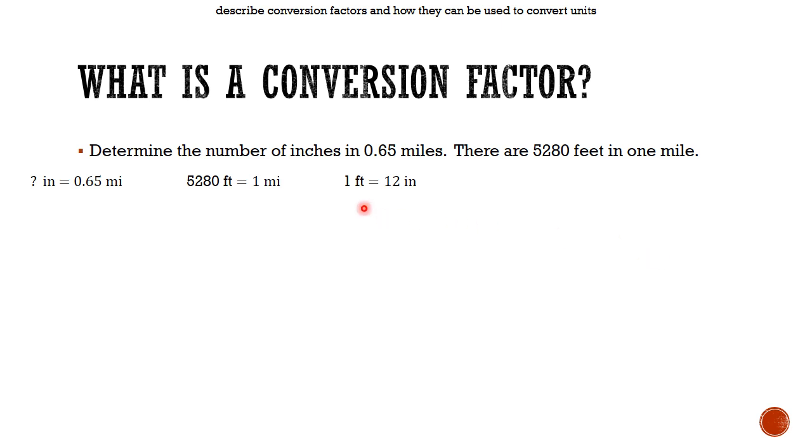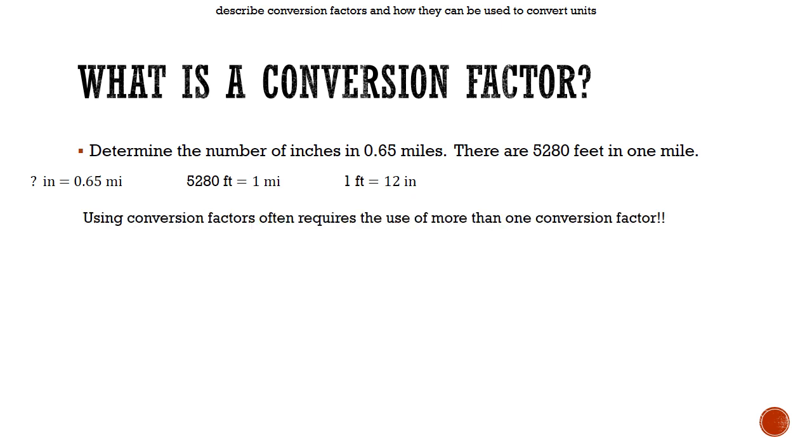And so notice I can relate these two equalities together because they both have the unit feet. I have inches in there, which is what I'm looking for. I have miles in this first equality, that's what I'm starting with. So I should be able to do this with those equalities. So now we're going to see that oftentimes when we use conversion factors, we need more than one. So in the previous example, we just needed that one conversion factor or equality, 12 inches equals 1 foot.